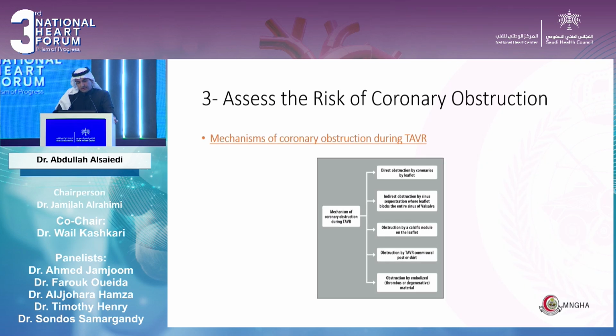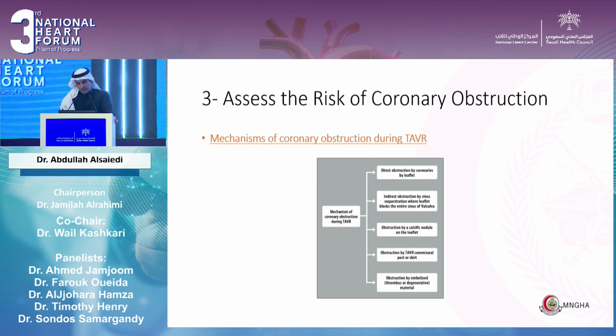So going to the third item, assess the risk of coronary obstruction. This is very important, whether it is acute or delayed coronary obstruction, and although the risk is low, once it happens, it is very fatal. So there are different mechanisms why obstruction could happen during TAVR valve-in-valve, or during TAVR generally, even in native arteries.